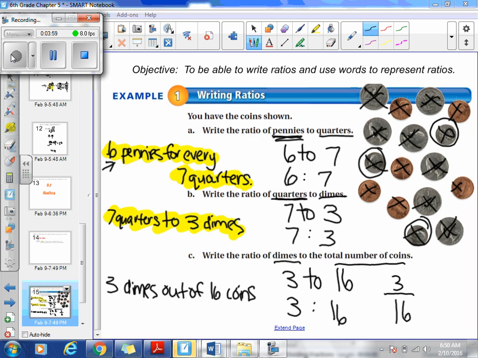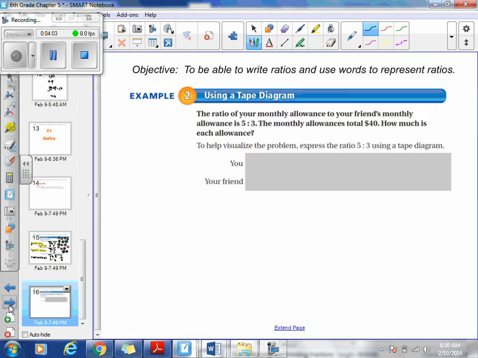Okay, we're going to move on to the next example, which is maybe a little bit more challenging, but I still don't think it's super hard. This example talks about using something called a tape diagram. Do you have to be a master of using a tape diagram? No, it's just one strategy the book thinks is good. But you should have some strategy, if not a tape diagram, some other strategy that will help you figure out the answer for this. It says the ratio of your monthly allowance to your friend's monthly allowance.